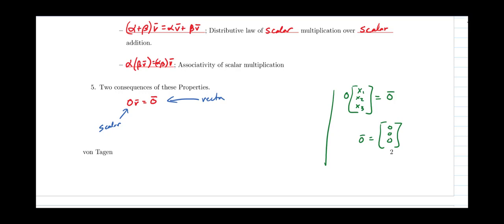And then we have one other property, and that is just simply that if we were to take -1 times a vector v, that gives us the additive inverse element. So I don't have much more to say on that.